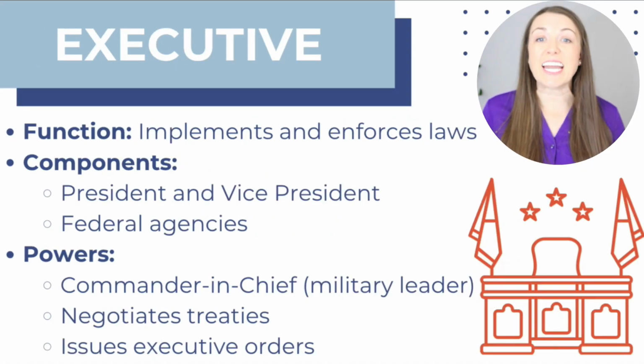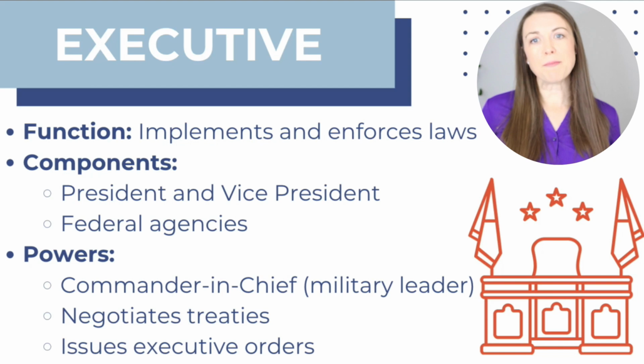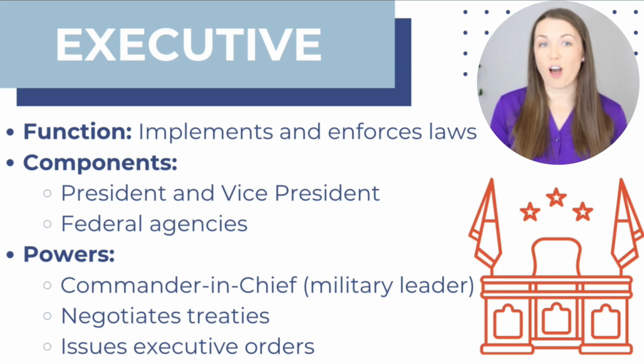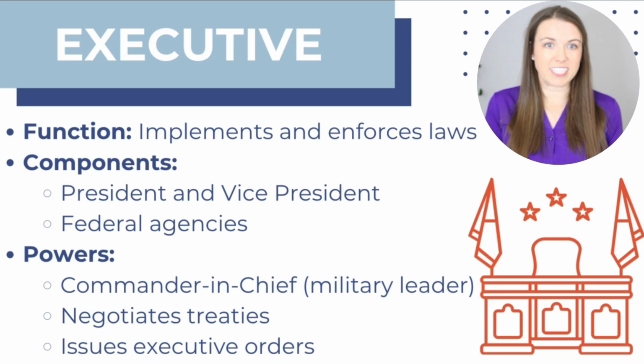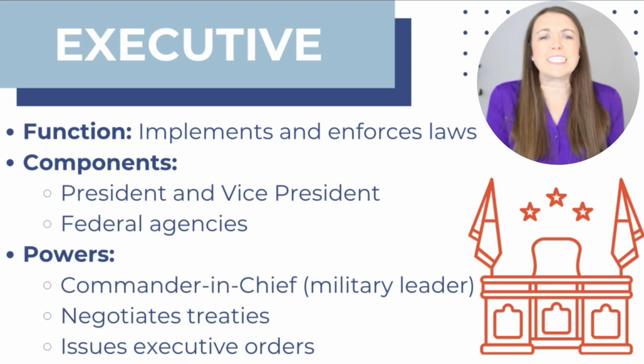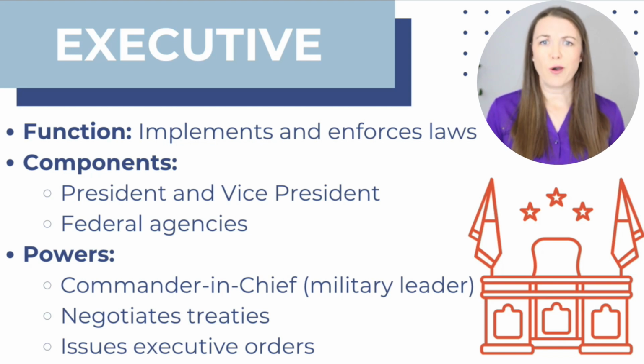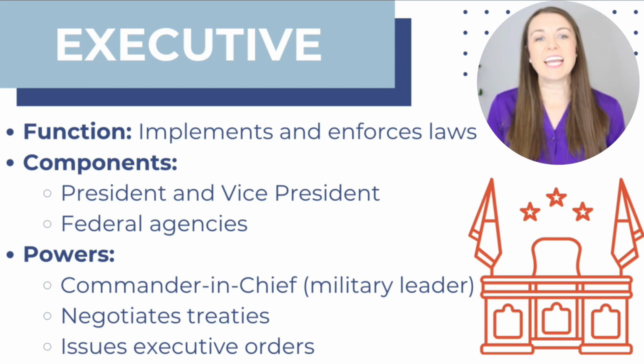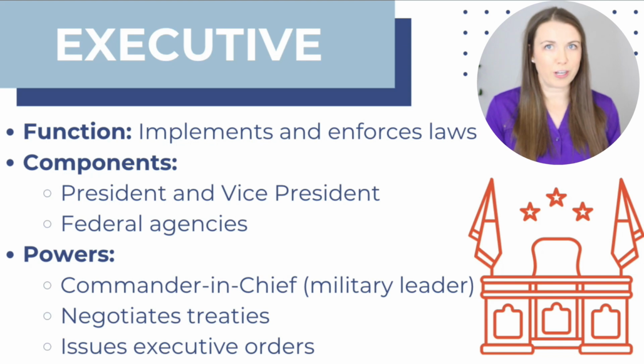Moving on to the executive branch, which implements and enforces laws. It consists of the president and vice president, as well as federal agencies. With powers, we have the president as the commander-in-chief, or our head military leader. The executive branch also negotiates treaties and issues executive orders.